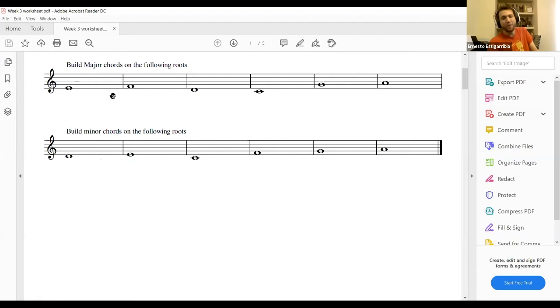Let's quickly build this chord. The root is E, and we want the E major chord. And can someone here please tell me what is the formula for a major chord? Jana, you look like you know it. Ben, you wanna tell us?